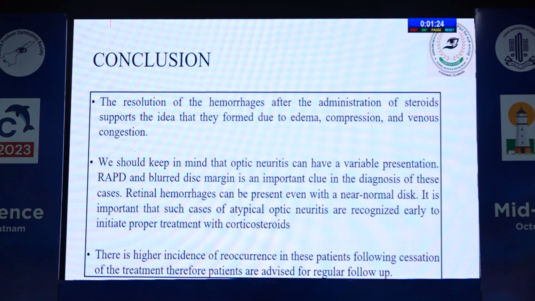In conclusion, the resolution of hemorrhages after administration of steroids supports the idea that they were formed due to edema, compression, or venous congestion. We should keep in mind that optic neuritis has a variable presentation. RAPD and blurred disc margin are important clues in the diagnosis of these cases. Retinal hemorrhages can be present even with a near normal disc. It is important that such cases of atypical optic neuritis are recognized early and proper treatment with corticosteroids is initiated.